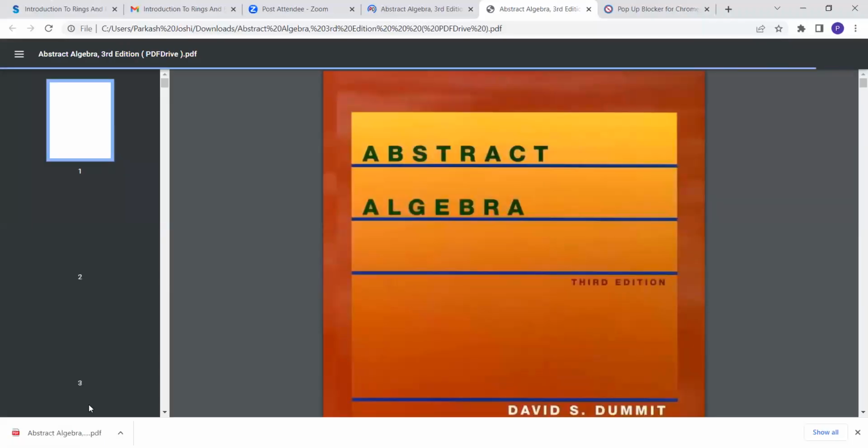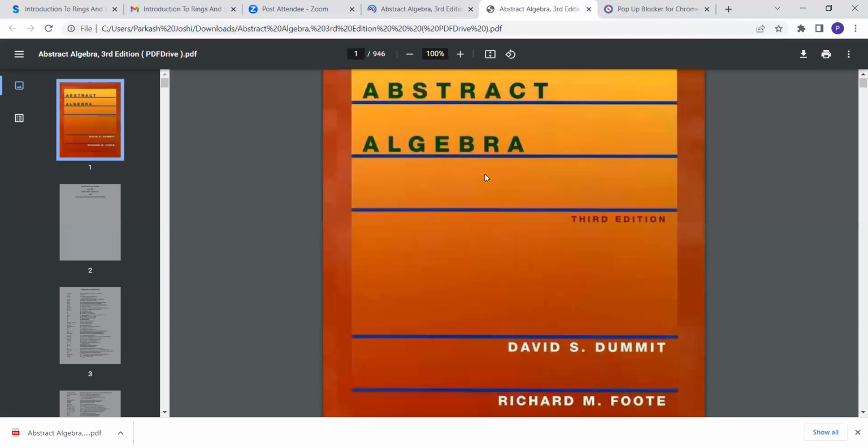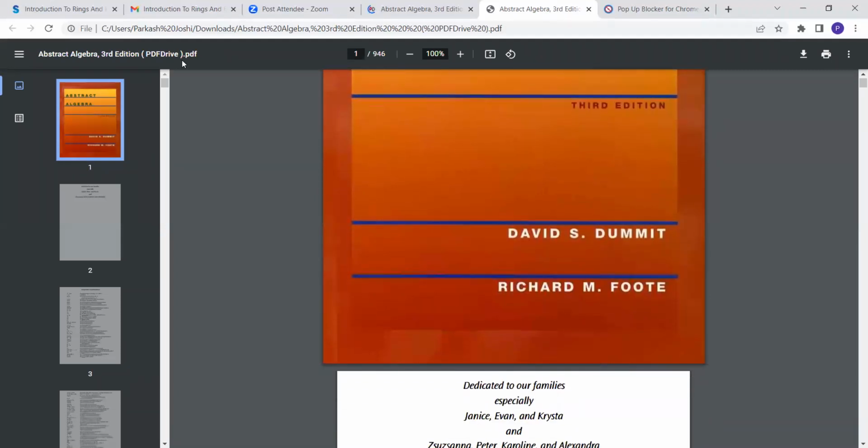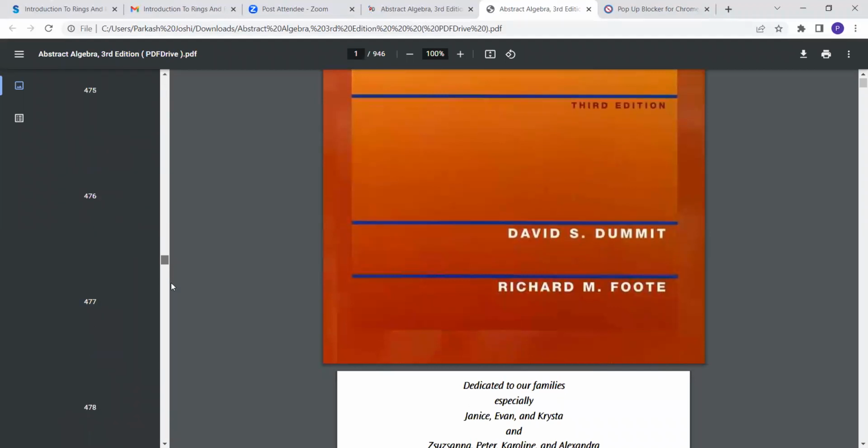Yeah, so this is downloaded. Let me show you. This is the book, by David S. Dummit and Richard M. Foote. There are 539 pages, where you can see all these concepts. 439, sorry, 439. It is not working basically, but you can see this is the book. Okay, I will try.